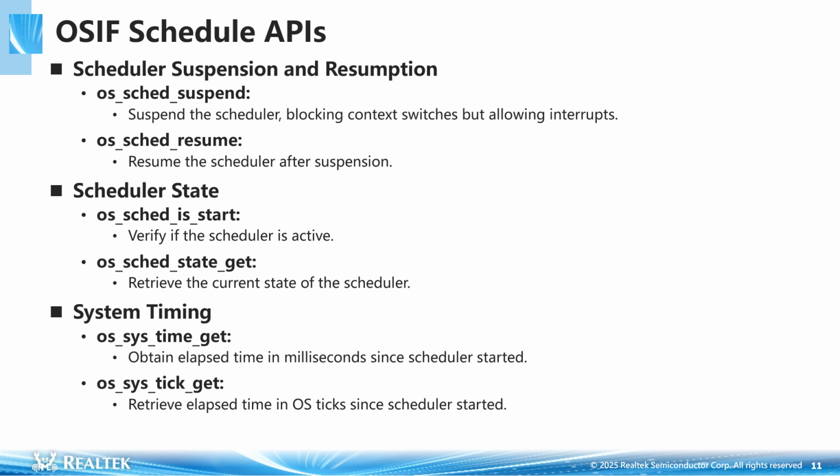For system timing, OS SysTime Get provides the elapsed time in milliseconds since the scheduler started. Similarly, OS SysTick Get gives you the elapsed time in OS ticks. These functions are practical for precise timing in your applications.